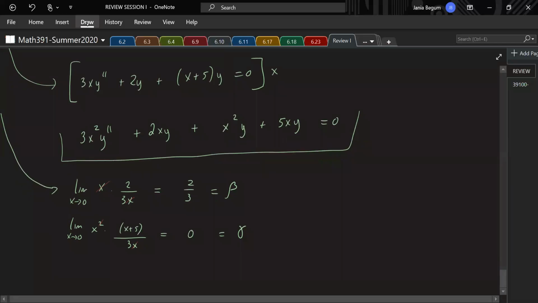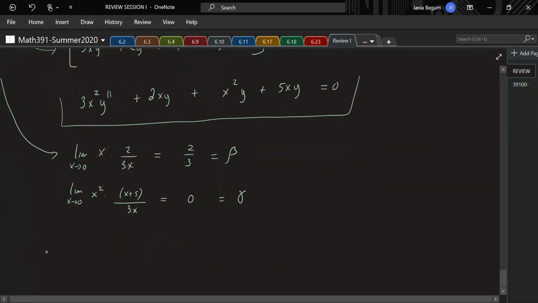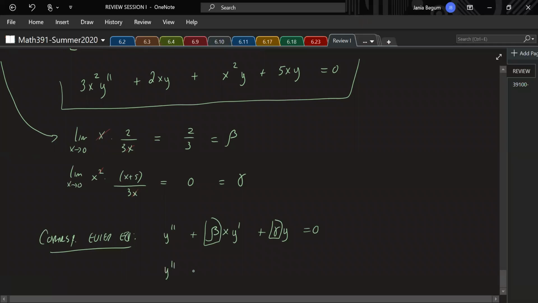So the corresponding Euler equation is going to be y double prime plus beta over x y prime plus gamma over x squared y equals 0. That's what we wrote down. And these are the coefficients we get from the limits. So we have y double prime plus 2/3 over x y prime plus 0 times y, so that disappears, equals 0.